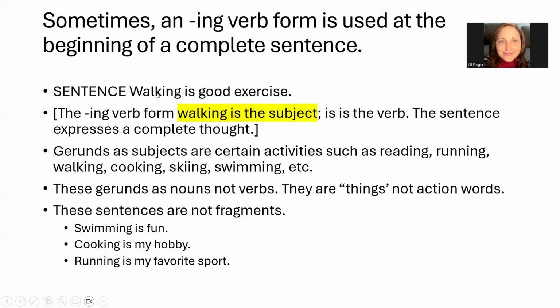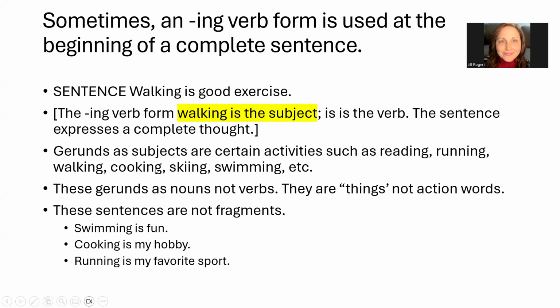So these are not action words. In this case, swimming is fun, cooking is my hobby, and running is my favorite sport. These are all the subjects, and these are actually nouns, not verbs. But the thing is, they'll still have a verb after it, right?